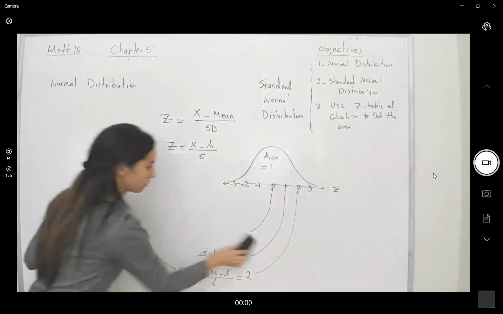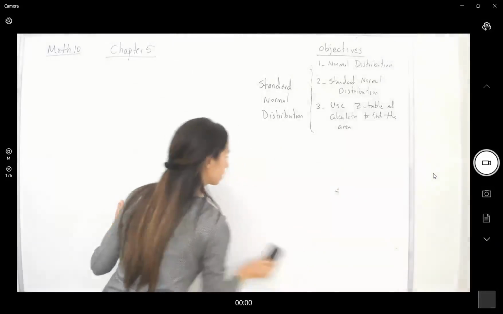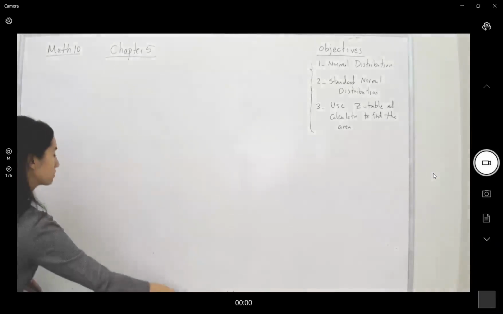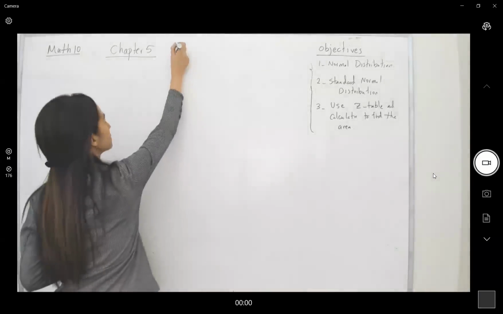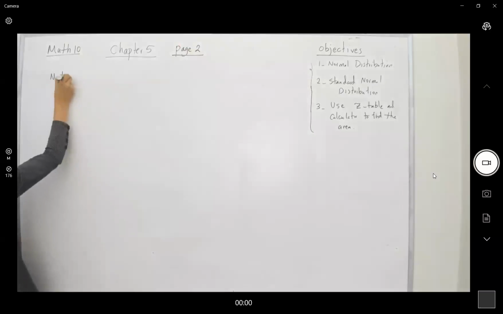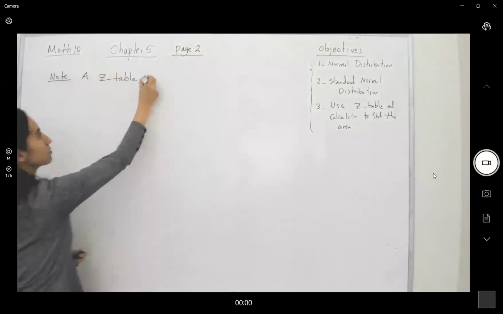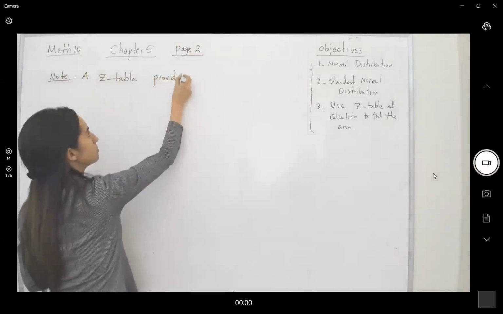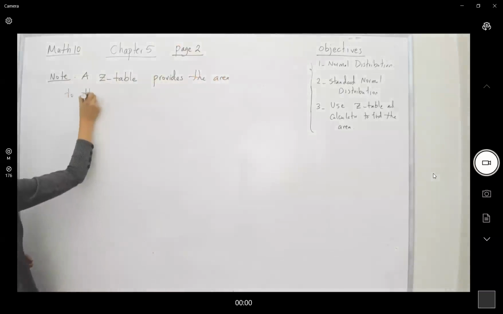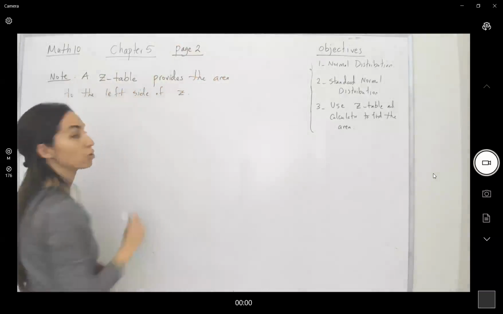There you go. When you're using a z table, it actually gives you the area to the left-hand side of the z value. So note that. A z table provides the area to the left side of z. What do I mean by that?